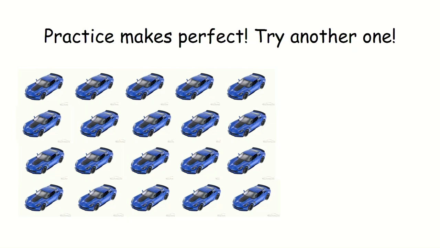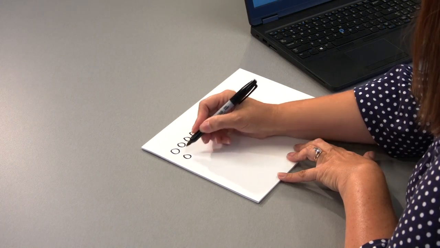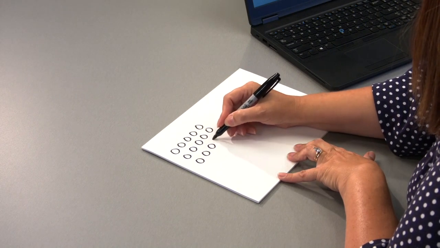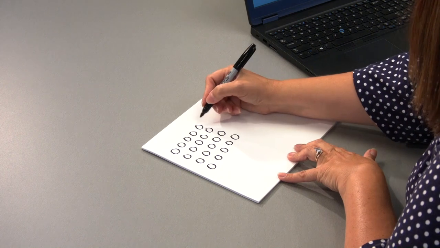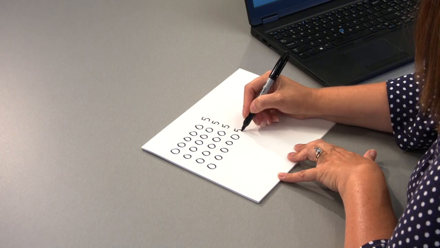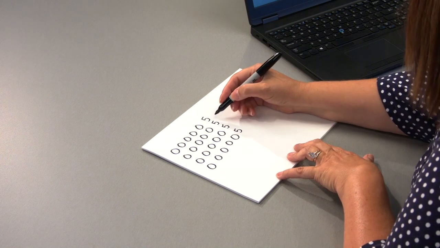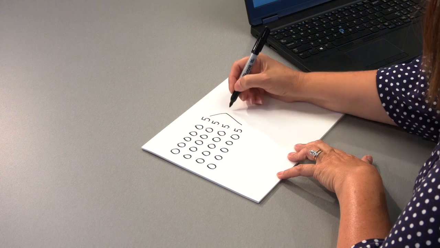Okay, I see a lot of blue cars here. So we're going to work on our array first. We have four rows of five this time. So you see how I'm lining up my circles so that I keep my work area nice and neat? I'm going to write my digits to represent my circles. Again, if you want to use double facts, that's great. If you want to skip count by fives, that's also great. So we have 5, 10, 15, and 20 for a sum here.